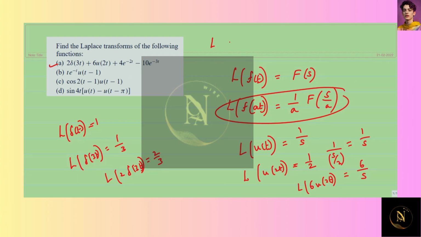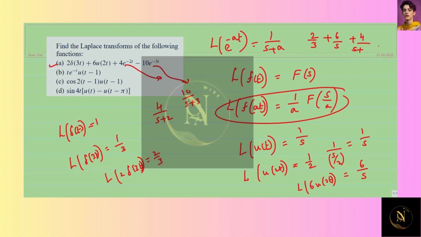And what is Laplace transform of e power minus at? It is 1 by s plus a. So what is Laplace transform of 4 e power minus 2t? It is 4 by s plus 2, and this is 10 by s plus 3. So the final answer for the first question is 2 by 3 plus 6 by s plus 4 by s plus 2 minus 10 by s plus 3.